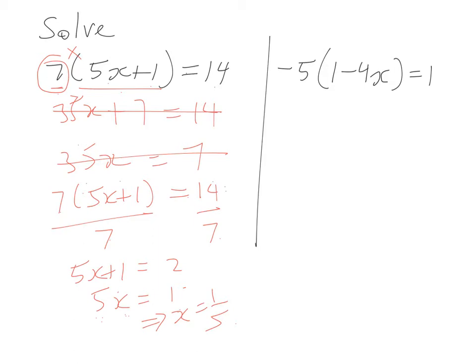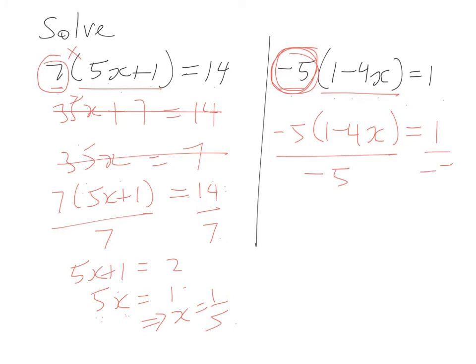Moving right along, we've got this thing, we're saying negative 5 times (1 minus 4x) equals 1. Once again, just like the other one, we could expand it and that'll work just fine, but it's unnecessary work. So first thing, we see that negative 5 is multiplying all this. So we're going to divide by negative 5. Really important, you divide by the negative 5, not just 5. So we're going to say negative 5(1 minus 4x) equals 1. We're going to divide this side by negative 5, and we're going to divide this side by negative 5.